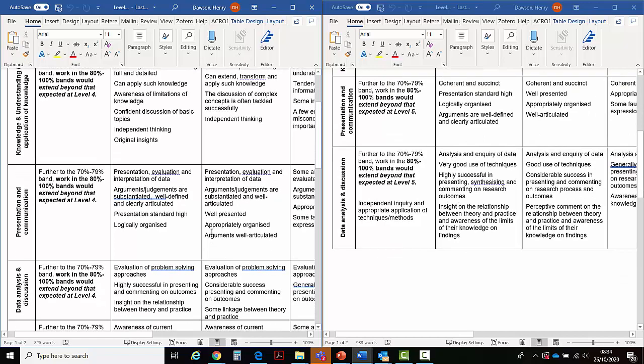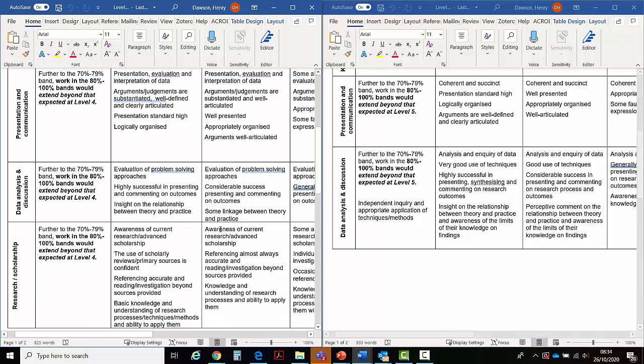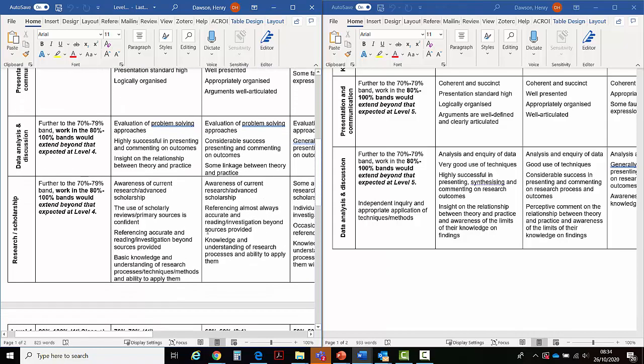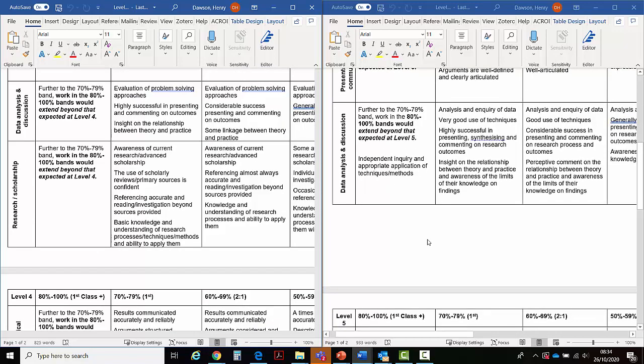If we move on to presentation and communication, level 4, there is presentation, evaluation, and interpretation of data. The arguments are substantiated, well-defined and clearly articulated, with a high standard of presentation and logically organised. Level 5 is simply coherent and succinct. Presentation standard high, logically organised, and again, well-defined and clearly articulated arguments. There is an assumption that the work will be substantiated with each of the points that they are putting across.